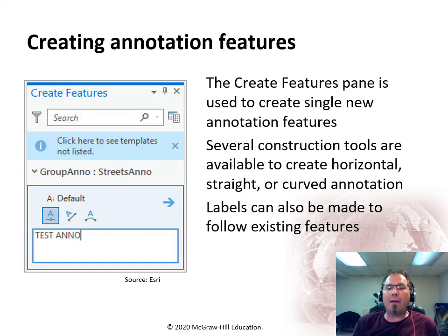So if you already have annotation created and you just need to add one more, you can do that with the Create Features pane, where you have different construction tools to create horizontal or curved annotation, and then you can have the labels follow the previous rules. This is very specialized stuff. Typically, you're not going to do this unless you forgot to label something or you just need another label on there and you want it maintained in your geodatabase. So you're not going to use something like this very often.